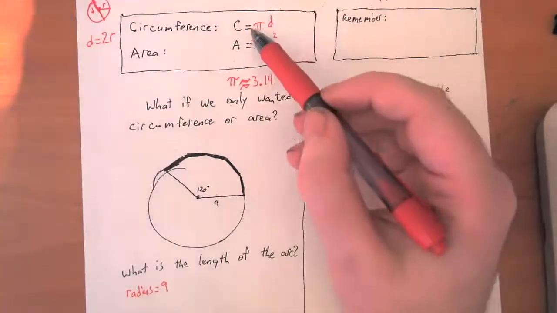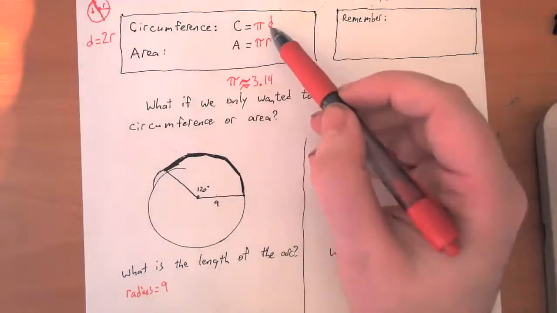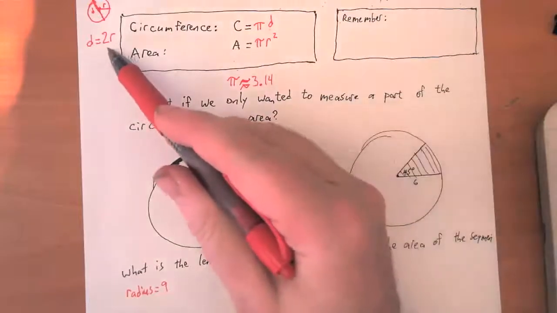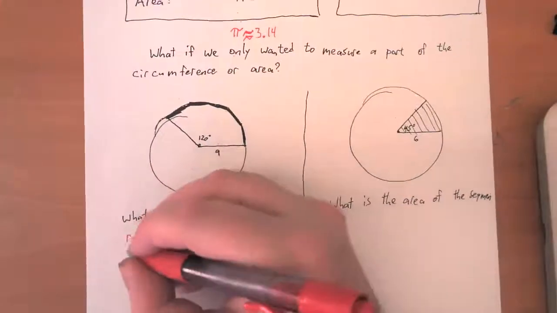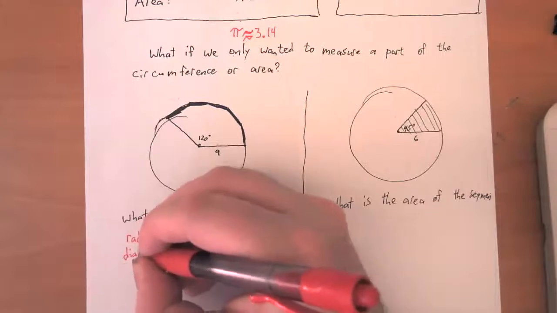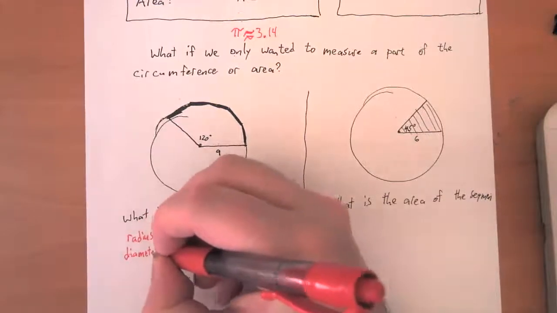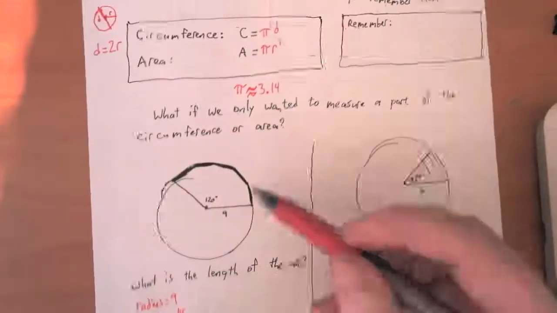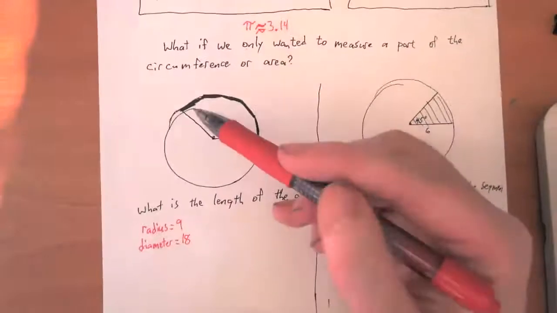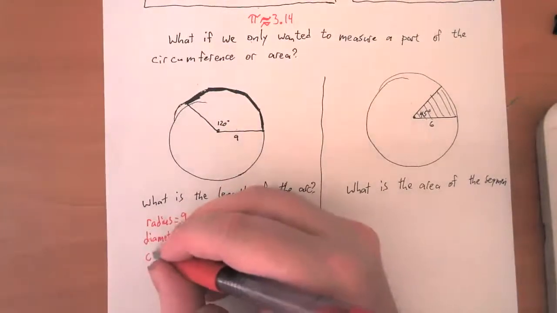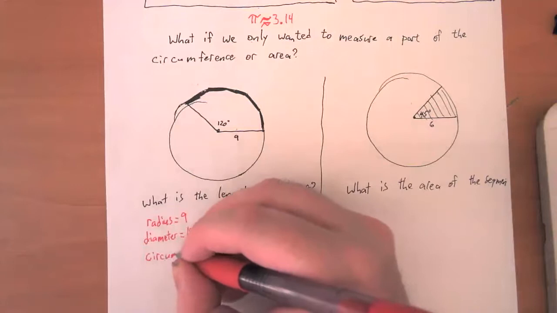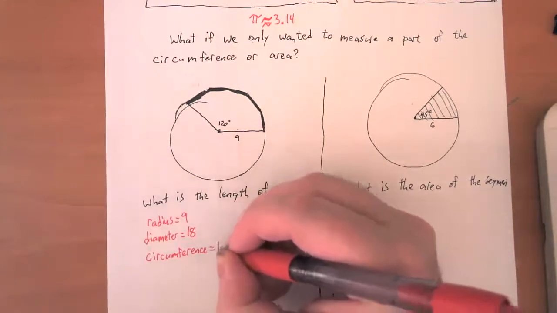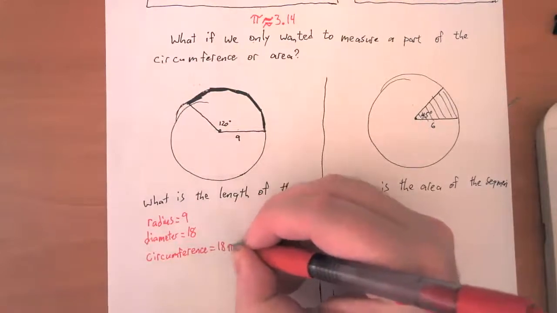And I'm looking at the formula for the circumference, but I need to know the diameter. And they don't have a diameter listed here, but I know this relationship that the diameter, if the radius is 9, then the diameter has to be twice as big as that, which is 18. So now that I know the diameter, I can put it into this formula and see that the circumference is, we're gonna just write that as 18 times pi.